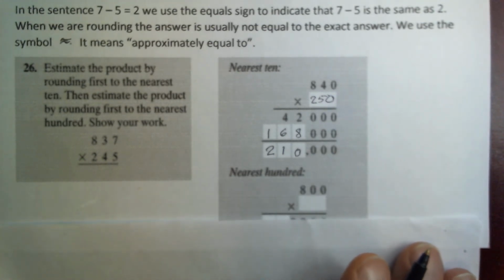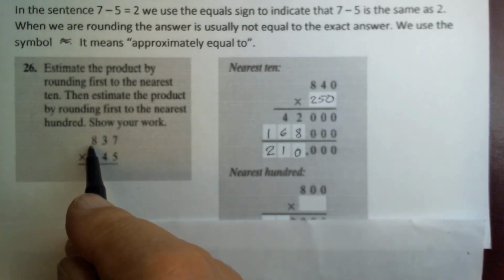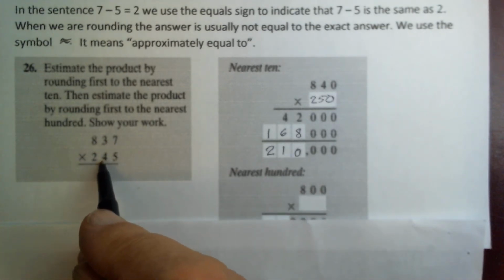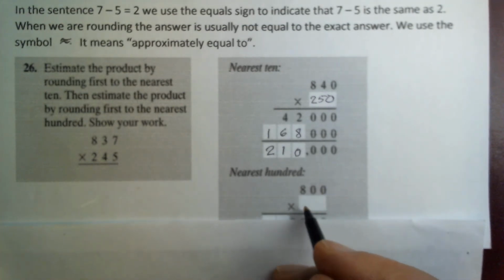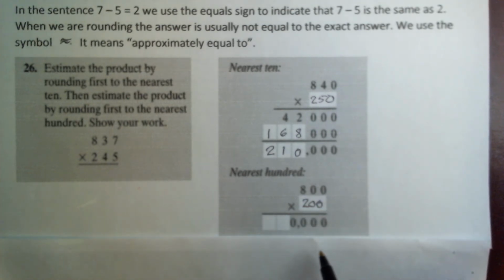Rounding to the nearest 100, 837, we look at the 8 followed by 3, so we round to 800. And 245, the 2 is followed by a 4, so we round that down to 200. And so 200 times 800 is equal to 160,000.